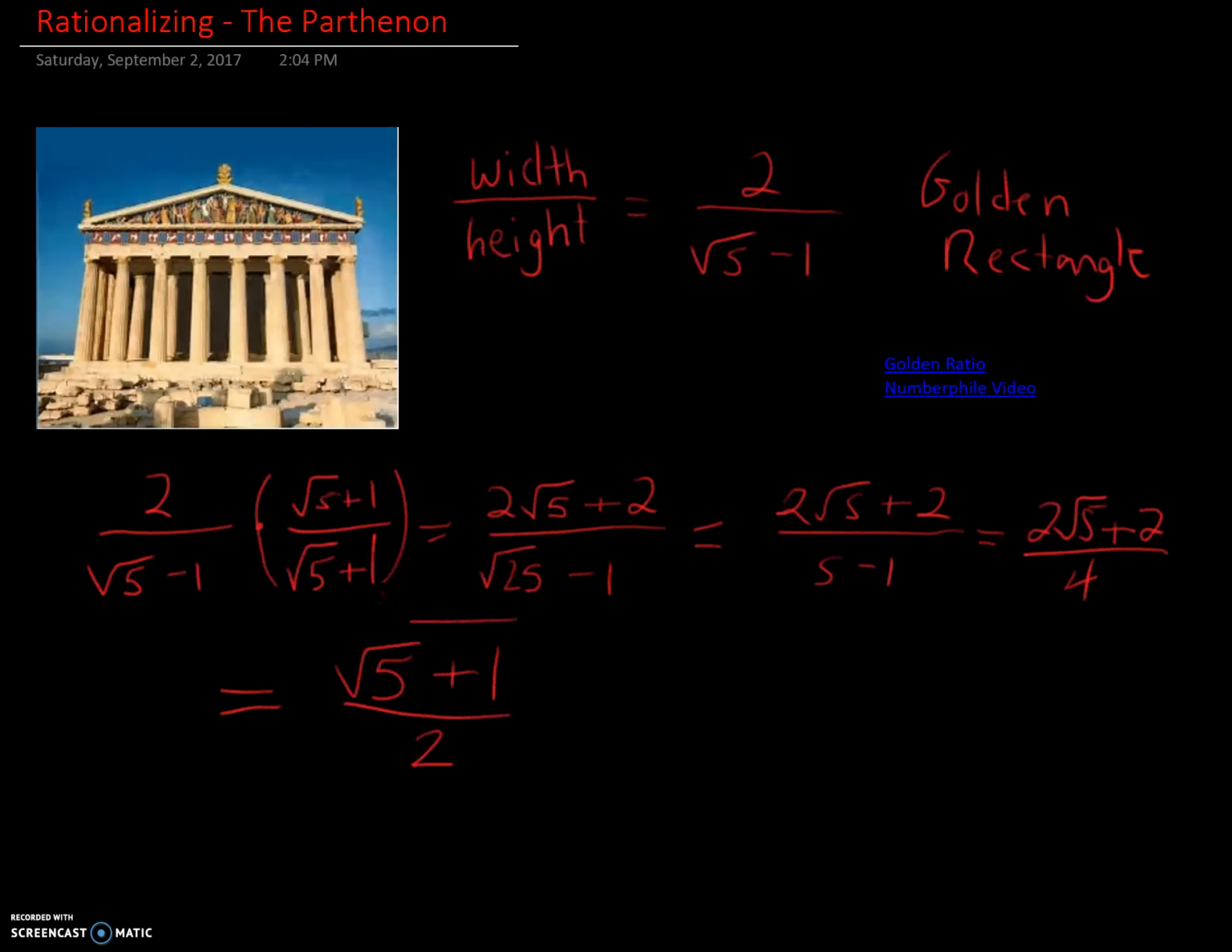Now this ratio is the golden ratio. So this is the golden ratio, and that comes out to about 1.61. You can look it up and see what the numbers actually are, but that's phi. So just like pi, this number has its own Greek letter, phi.